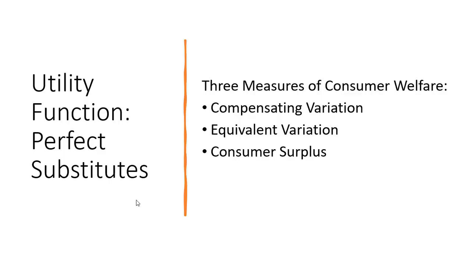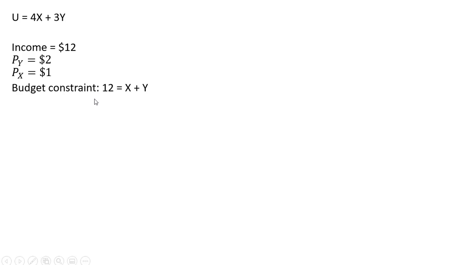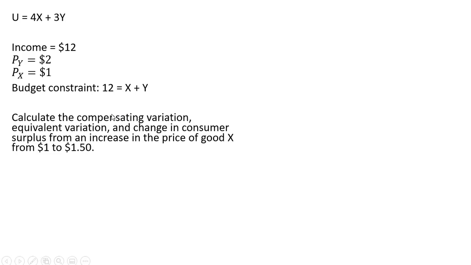Hello, in this video we're going to look at a utility function with perfect substitutes, and we're going to look at three measures of consumer welfare: compensating variation, equivalent variation, and consumer surplus. Here's our perfect substitutes utility function. Income is $12, price of good Y is $2, price of good X is $1, forming the budget constraint, 12 equals X plus Y. Again, we're going to calculate the compensating variation, equivalent variation, and change in consumer surplus from an increase in the price of good X from $1 to $1.50.